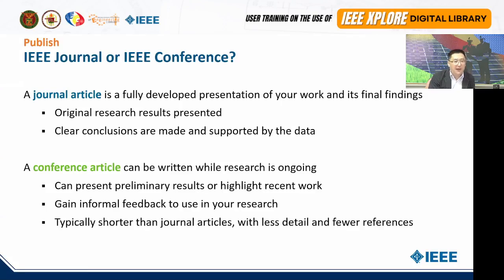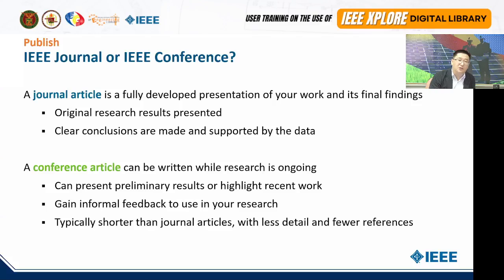We have 2 main types. One is a journal article. The journal article is a fully developed presentation because a journal article is looking for problem solved, question answered. If you are doing a research, you have a research topic, you have a research problem. Did you solve the problem? Did you provide a solution to the answers? If you have done that, then in that case, well, you should write for a journal article.